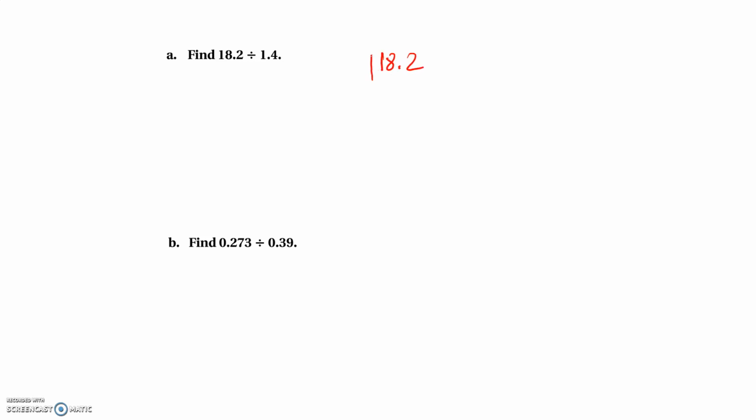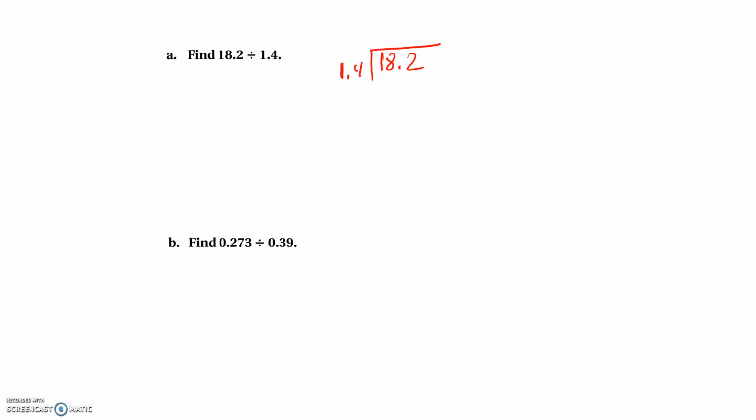Now we're going to be dividing decimals by decimals, all right? And so to do that, I need to get my divisor into a whole number. So let's go ahead and first write it out. So I have 18 and 2/10 divided by 1 and 4/10.